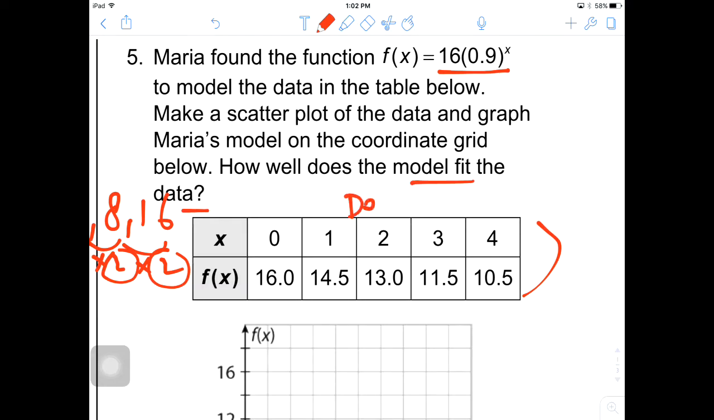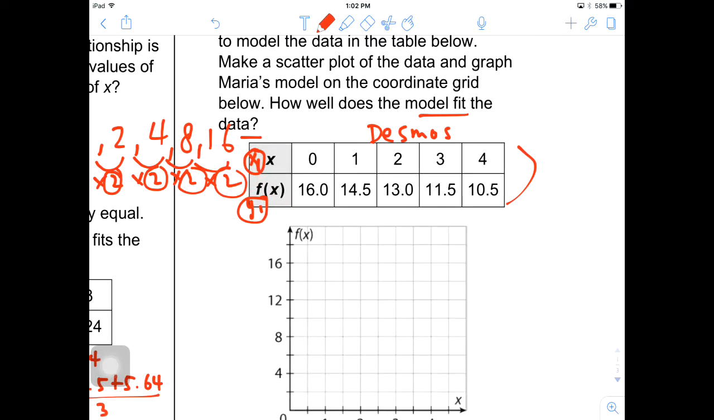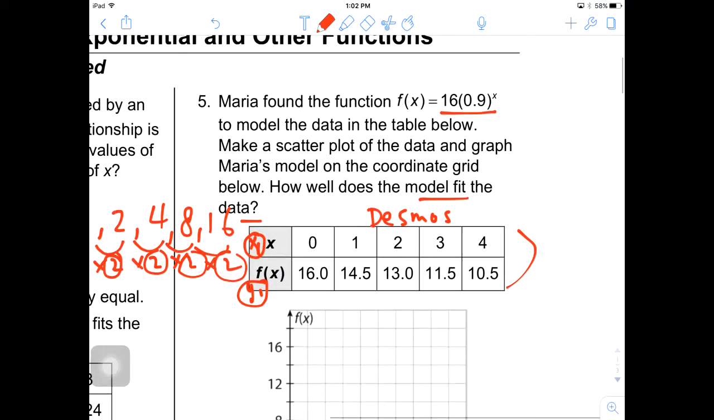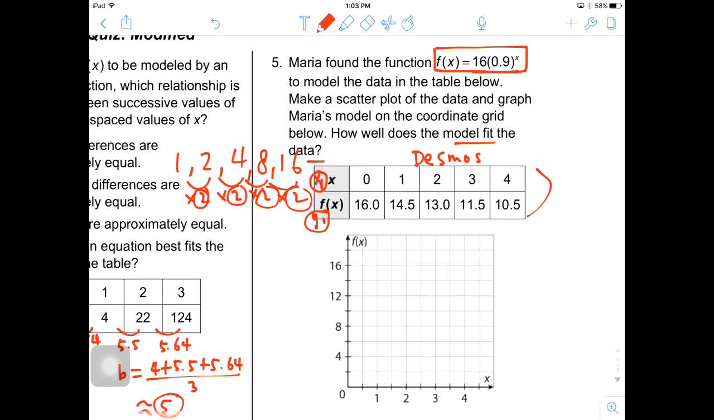The first thing you should do is go into Desmos, everyone. Enter the x column as x1, open up the table, and then the f of x value will be y1. So enter those two sets of data, and when you're finished, you will be able to see the scatter plot. Then I want you to enter Maria's function, and you will see how well Maria's model fits.